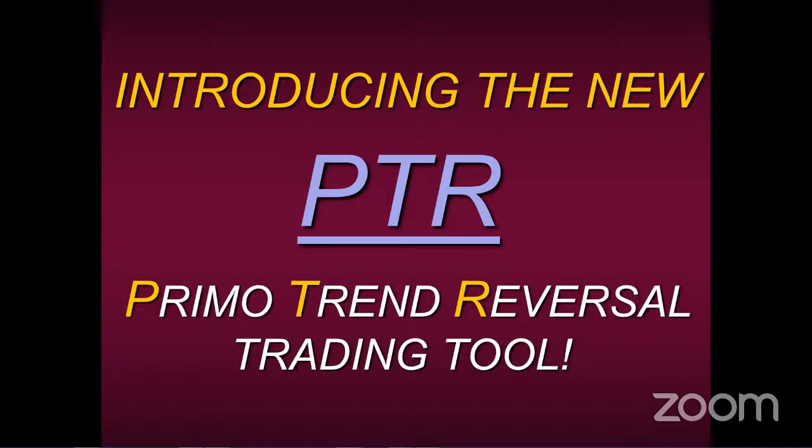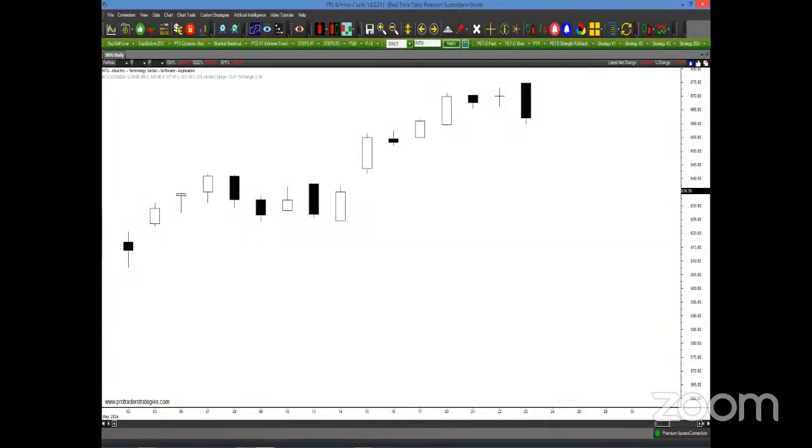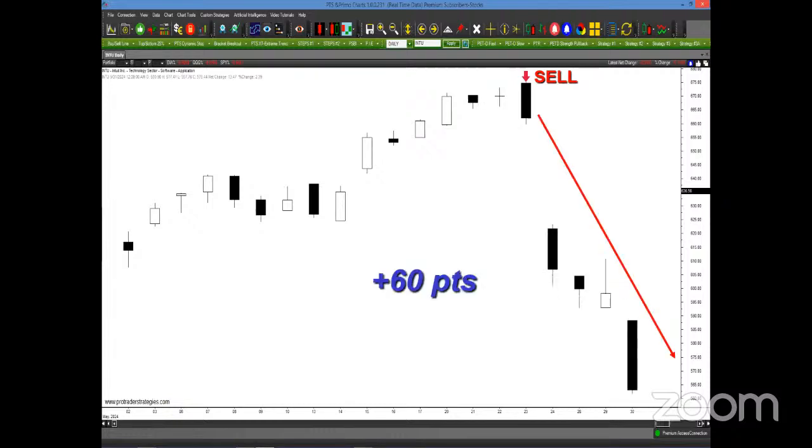But now we're really excited because we're seeing some amazing results now that we can easily access it on the PTS Primo charting platform. For example, let's take a look at this chart here. Now, someone looking at this would normally say, well, INTU is in an uptrend, so there's no reason to go against it, right? Well, the PTR actually identified that there was going to be a trend change right here on this single bar. And look what happened to the stock. It fell 60 points in the next week.